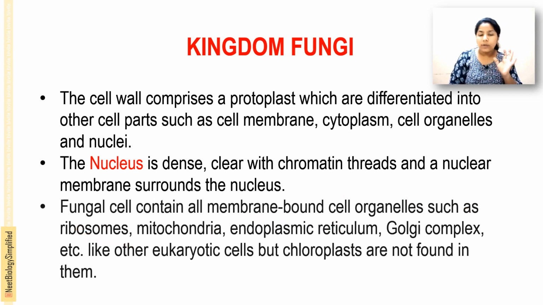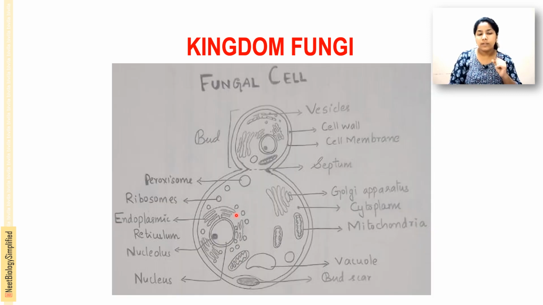Like all other eukaryotic cells, but chloroplasts are not found in them. This is the cell structure of an individual yeast cell. You can see that the peroxisome is there, ribosome is there, endoplasmic reticulum is there, nucleolus is there. This is the nucleus, inside is the nucleolus, then the vacuole is present.